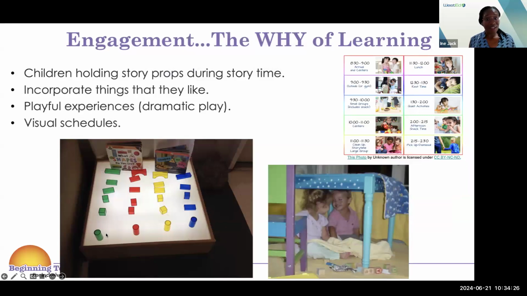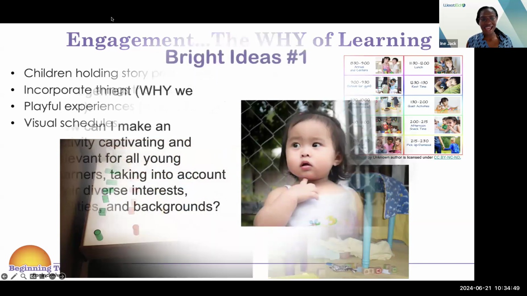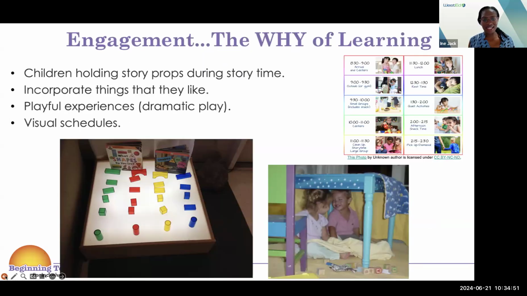So the why of engagement, the principle of engagement is the why of learning. This is why we learn. And a lot of the things that I talked about in that last slide are in this slide as well. Really having structure and routines in our days when we are working with infants and toddlers is such an important part of that relationship building, which is necessary, and that just helps them stay regulated.